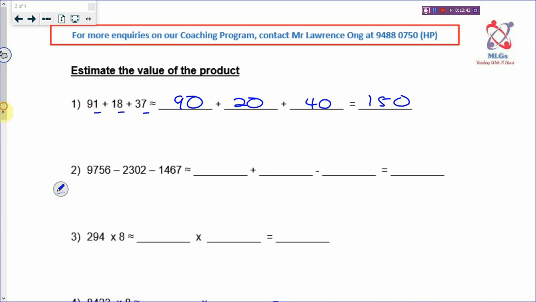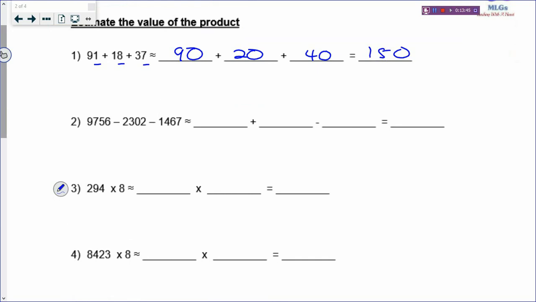Okay, how about the next one? You have thousands already, right? So 9756, I round off to thousands. Alright, so that it's easier to get the answer quicker. So nearest thousand, what's that? Look at the last 3 digits and look at the biggest place value. That's 5 and bigger, so you add 1 on the next digit. So that'll be 10,000. Alright, the next one is 2302. What's the nearest thousand?